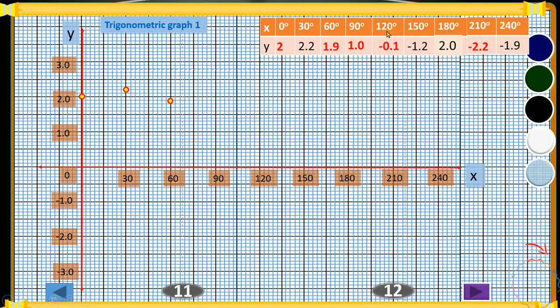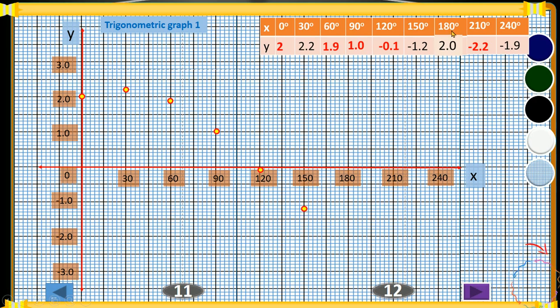Then 120 is minus 0.1. Then before then, 90 is 1. So at 90 here we have 1 at this point. We plot it at that point. Then 120, minus 0.1. That will be at this point. Then 150, minus 1.2. This is minus 1. 2 small squares below that will be minus 1.2.